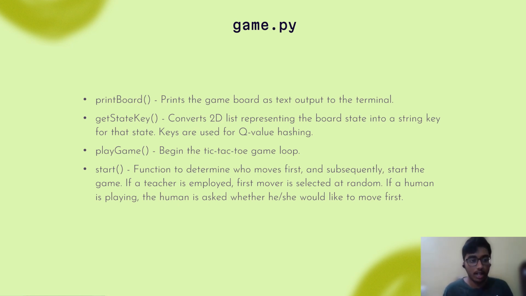The next function is start. This function basically determines who's moving first. The game has 2 modes, no? The teacher or the human player. So if the teacher is selected, the game starts randomly. Like we use the random function to give a small probability like thing. Otherwise, we would give the user an option if they would like to go first, and based on that we start the game.